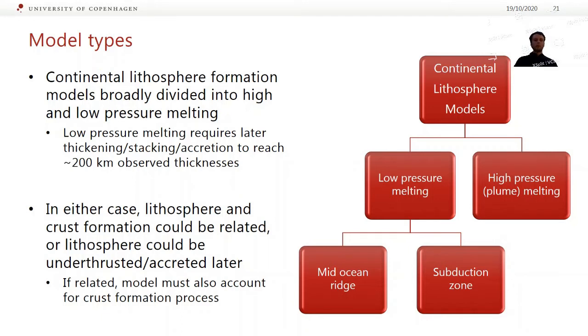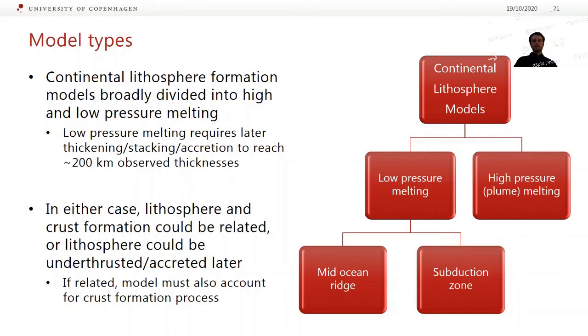If you have low pressure melting, which is either a mid-ocean ridge or in a subduction zone, because the depths of melting there might only be as low as 60 to 100 kilometers, then to get some of these thicker continental lithospheric thicknesses, you actually need to squash it or thicken it or stack it in some way afterwards to make those greater thicknesses.